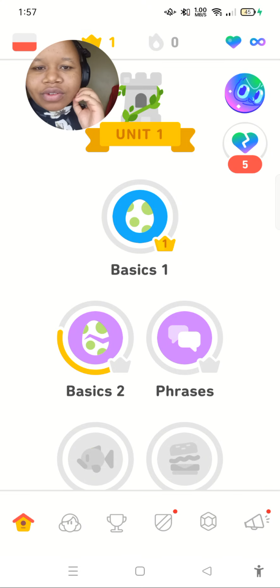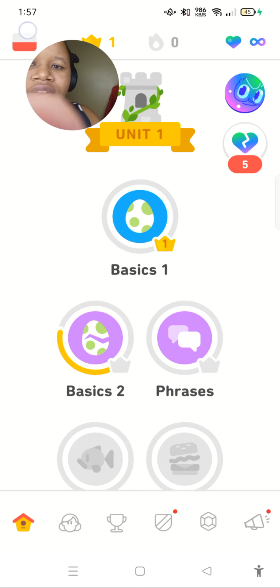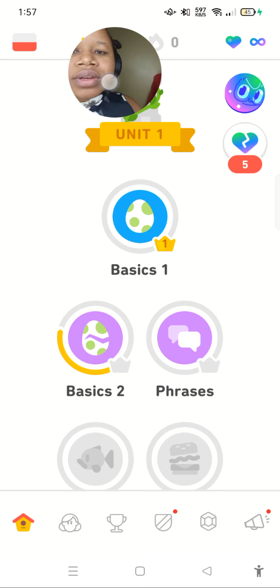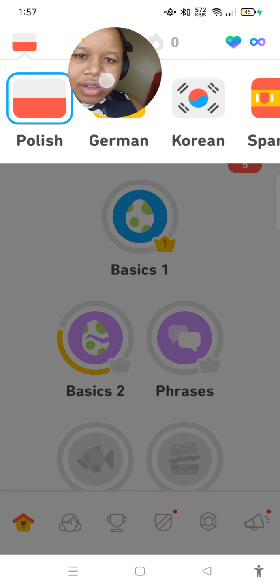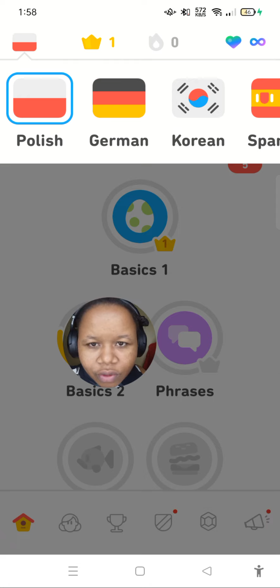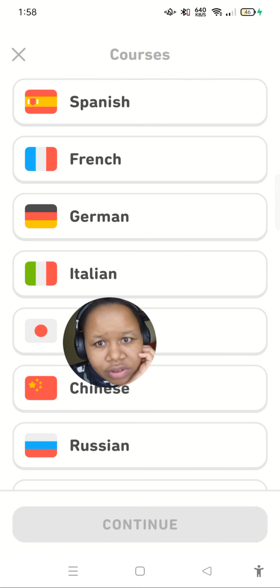If you go to Duolingo, you can learn different things. If you want to learn German, you can learn German. These are the languages, but let me add just a course so that you can see different languages you can learn.